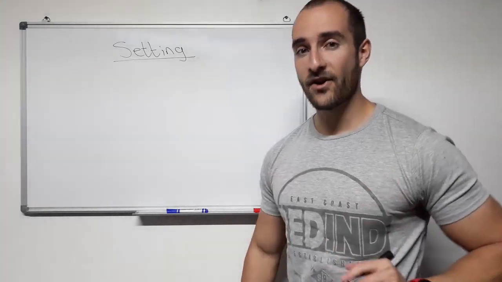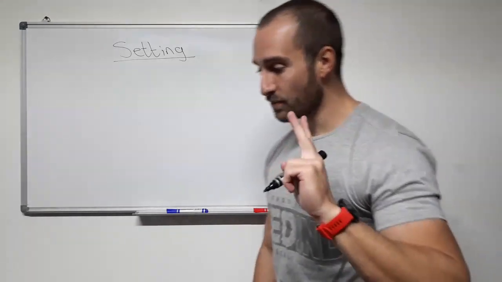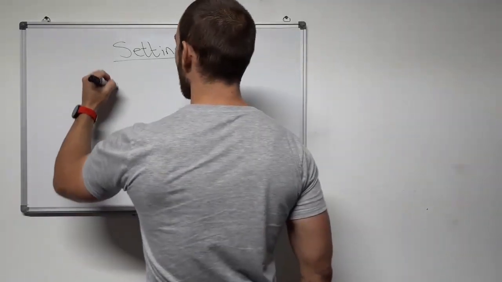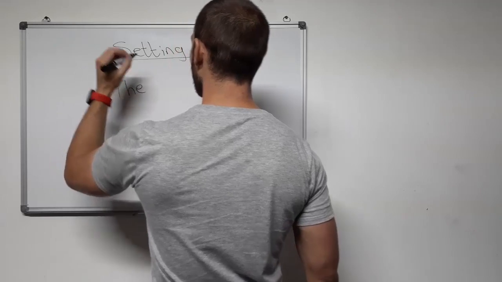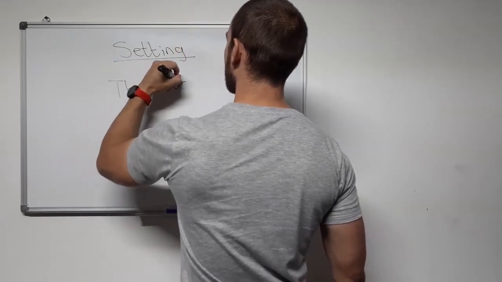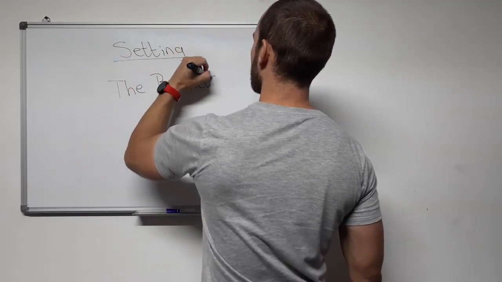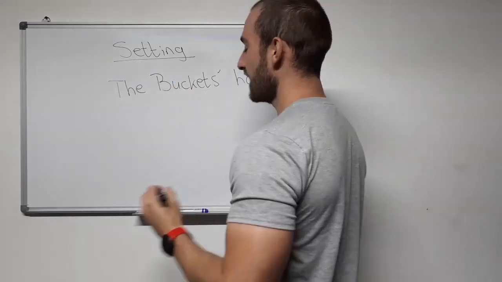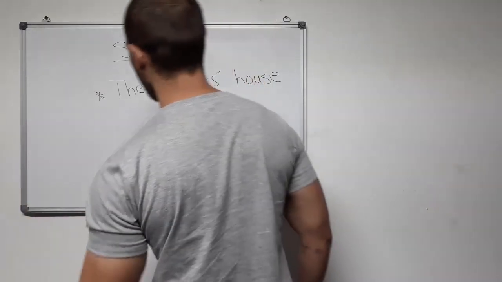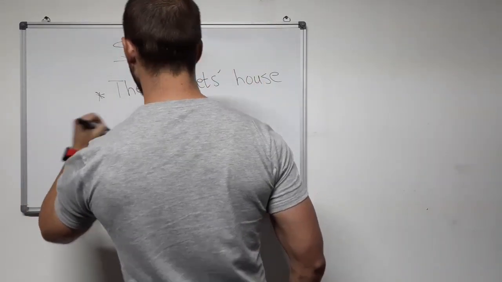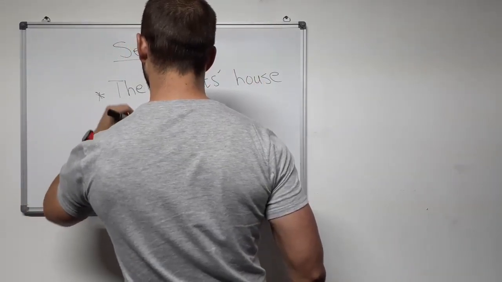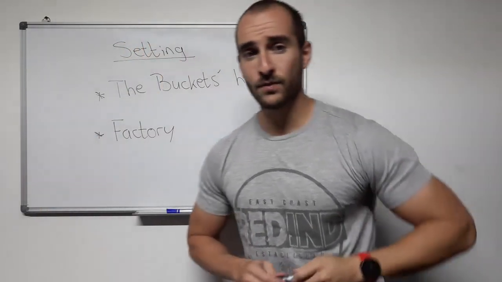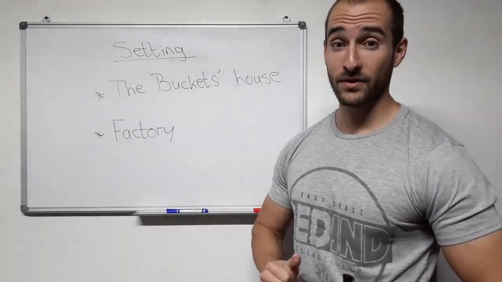But the where is very important for this book. There are two places that are used to contrast each other. The first one is the house that the Buckets live in. Okay, so that's the first place that we need to focus on. The second one is the factory. So let's get started with the first one, just so I can explain why it is important.